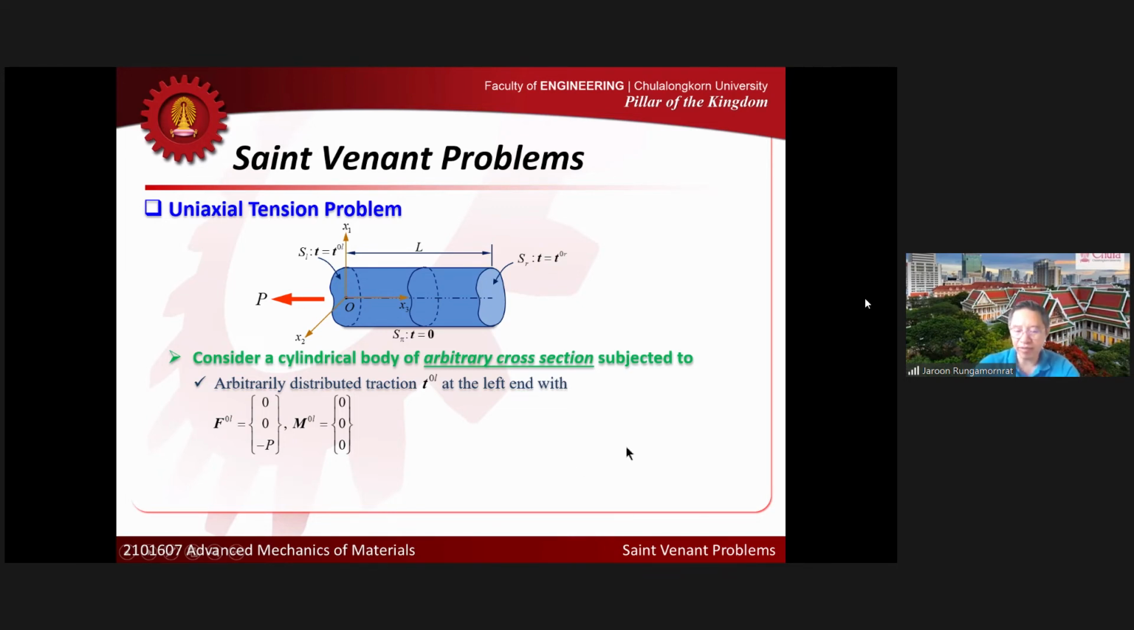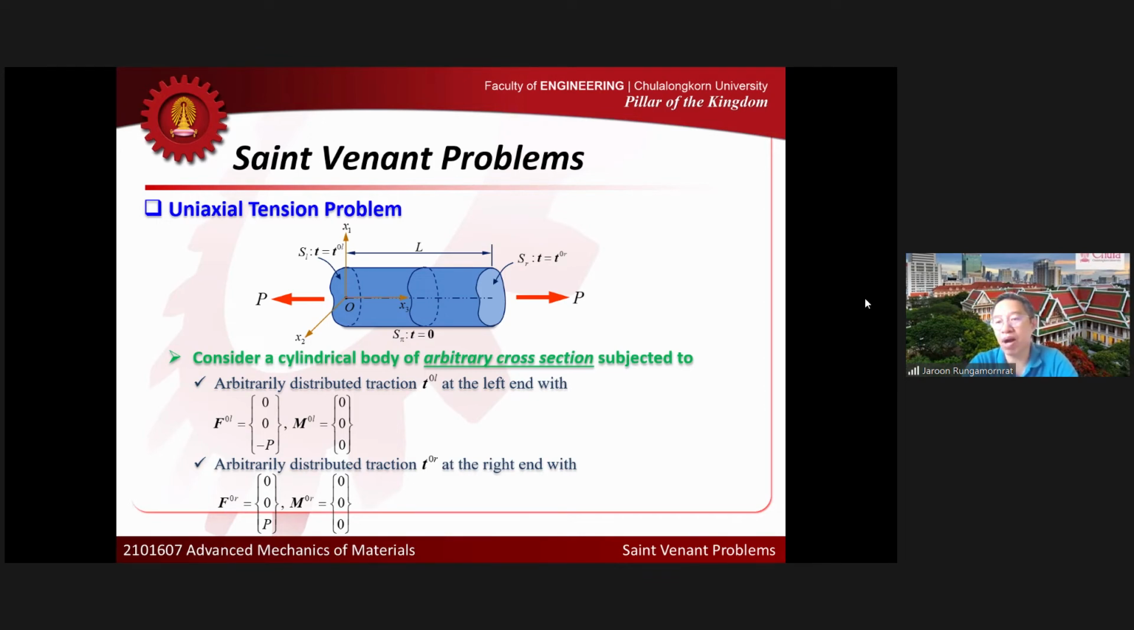Okay, at the right end, we apply T0R in an arbitrary manner, but we need the net force equal to 0, 0, and P, and net moment equal to 0, 0, 0. In this case, we can replace the traction applied at the right end by a point force, with net force equal to P, acting normal to the cross section at the right end.